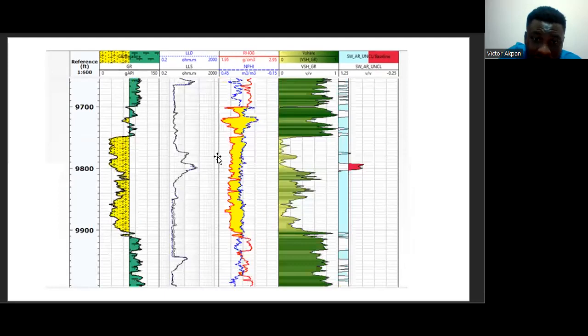This is another example. Interesting. You can see a sand with high resistivity compared to this shale. You can find a low volume of shale here and a very nice distinction in the hydrocarbon saturation. So this is also an area of interest.